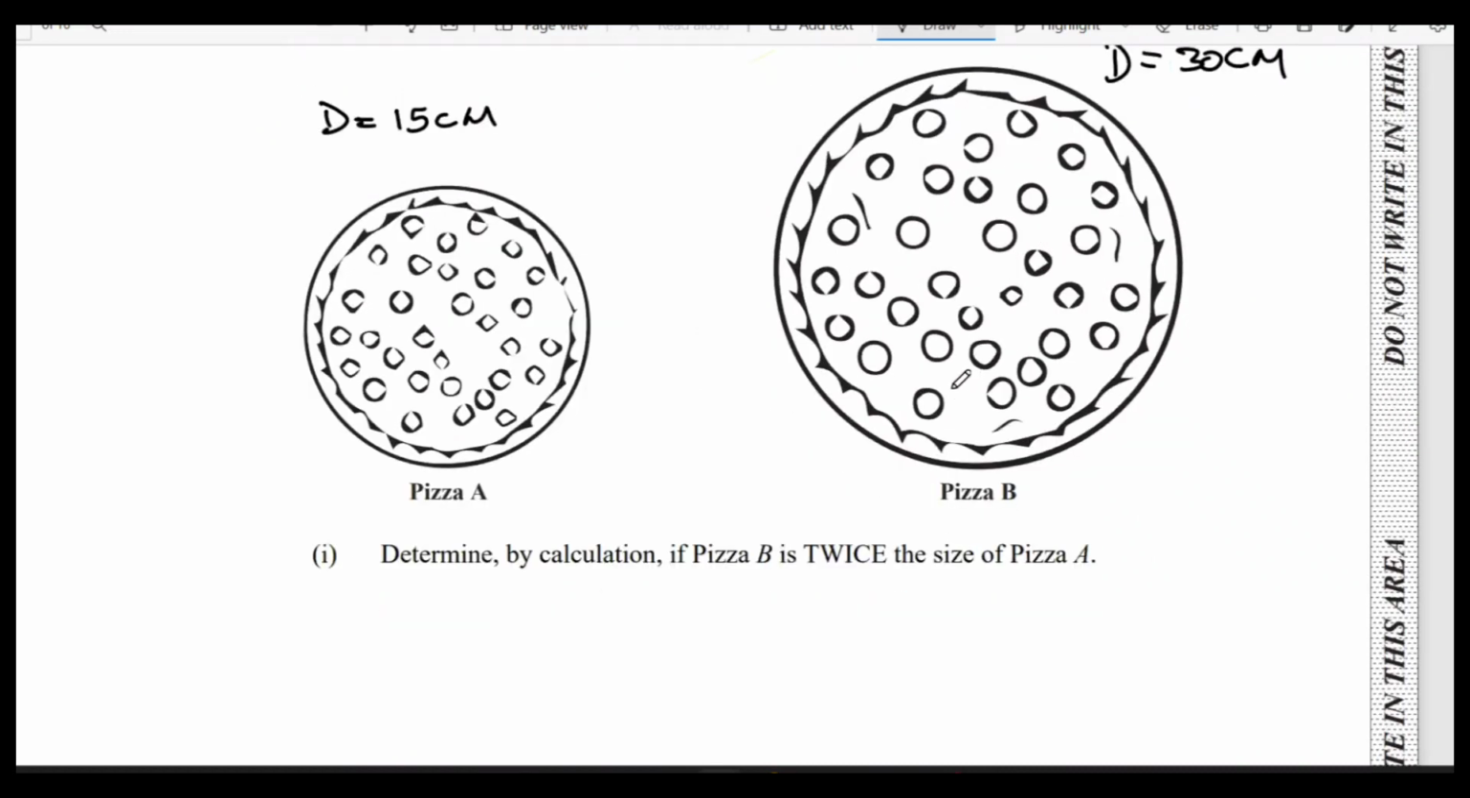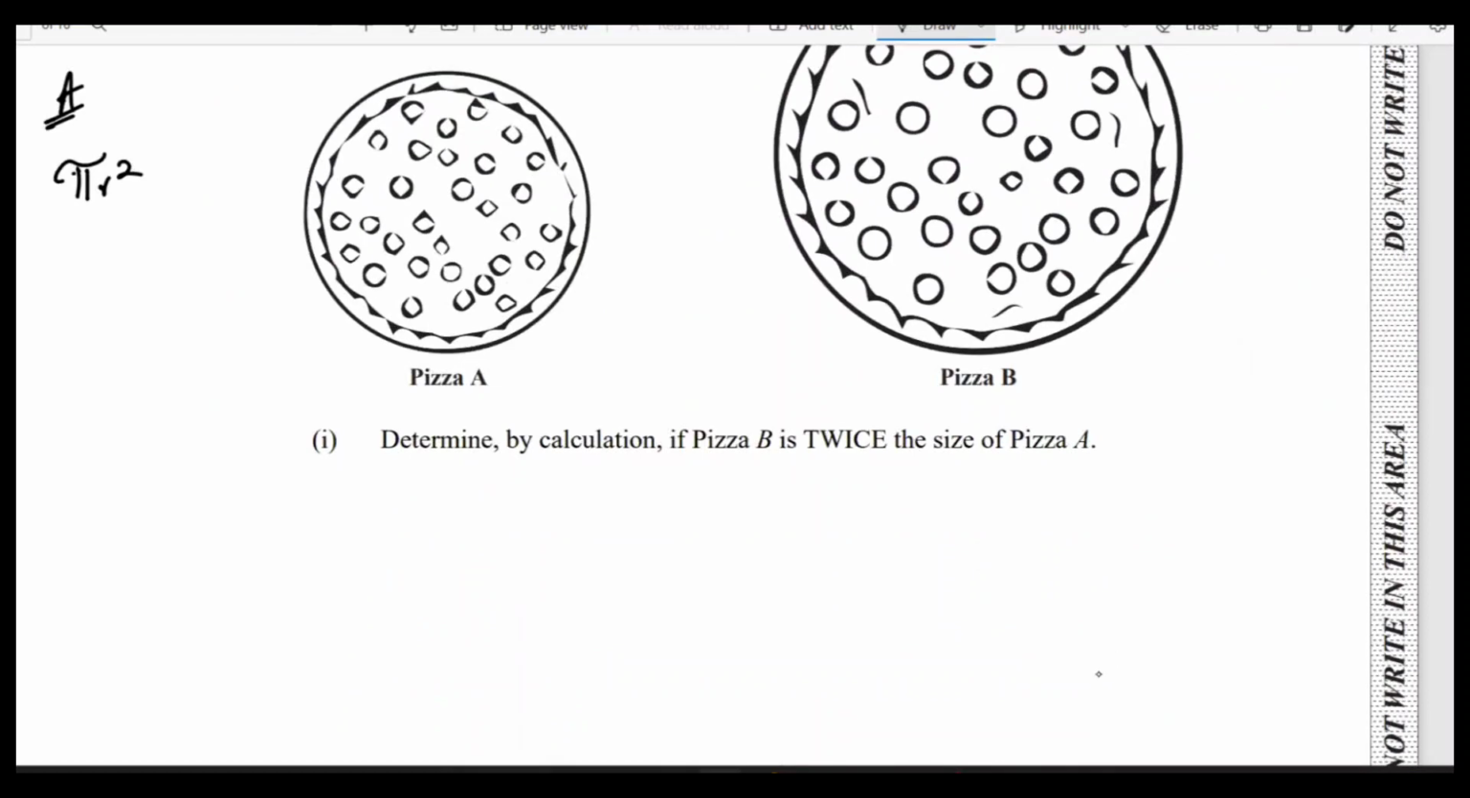Let's see what they want. It says determine by calculation if pizza B is twice the size of pizza A. Well, if we're going to do that, we're going to have to find the area of both. So let us work on the area of both. The area of a circle is pi r squared. So we're talking about pizza A over here. Let us see if they give me a pi. If not, I'll just use mine.